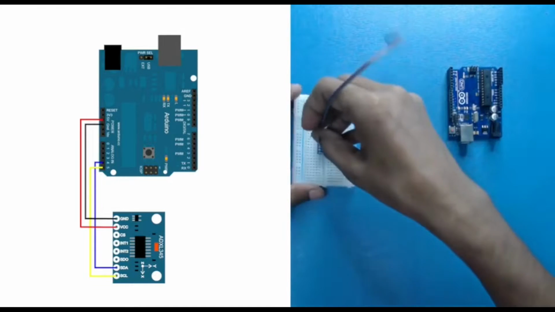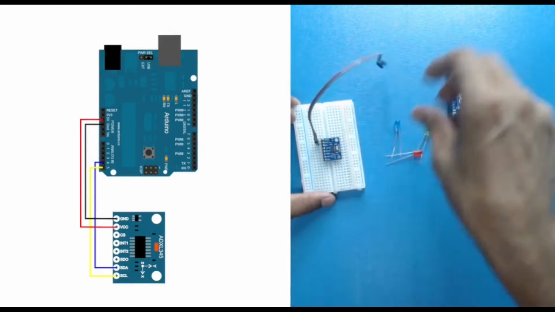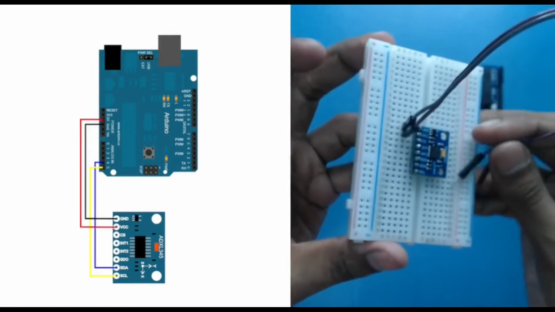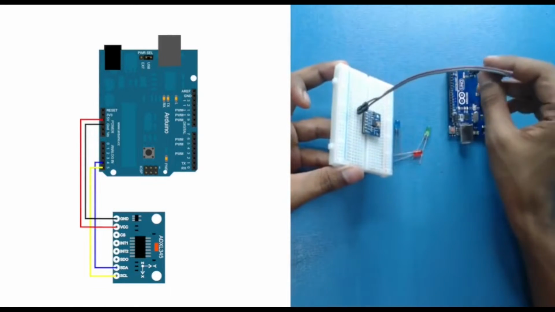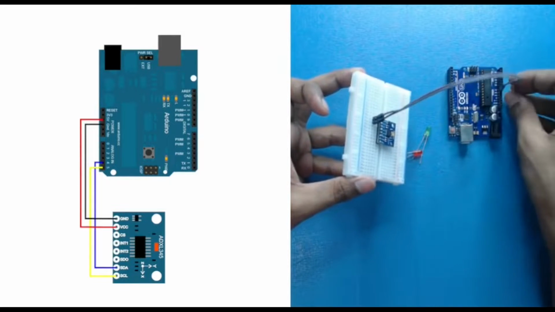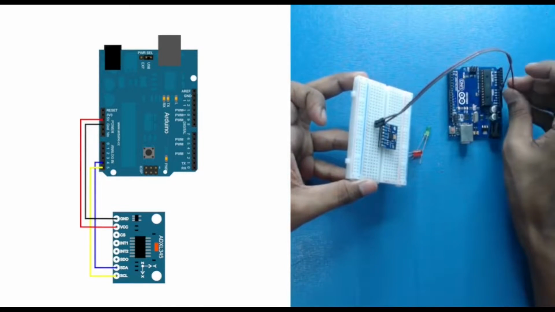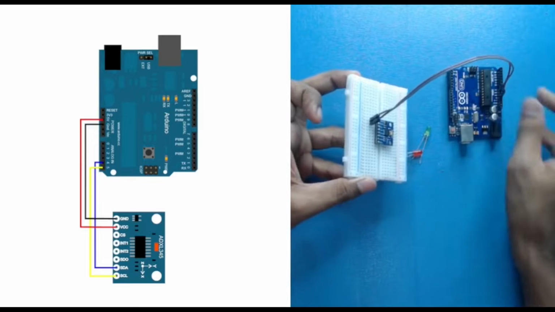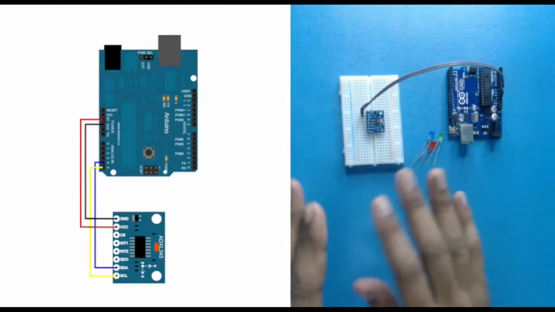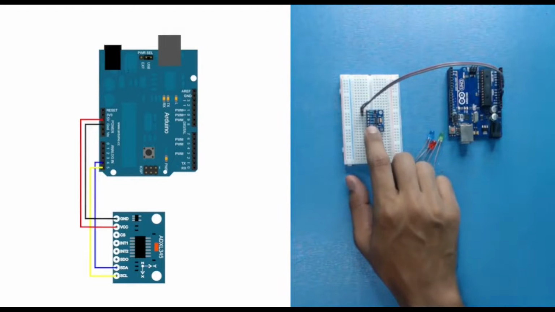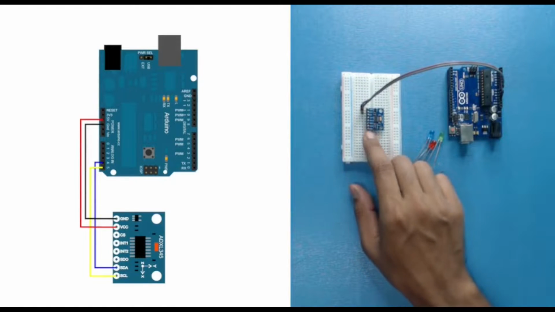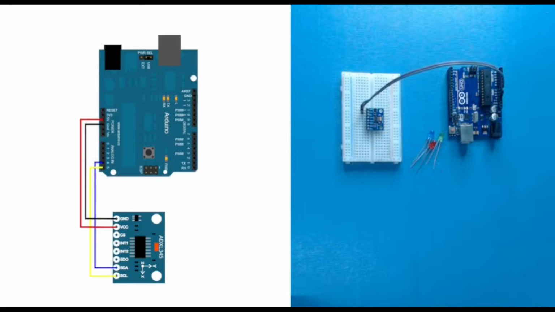So I am using two jumper wires, male to male, and connect the ground pin with the ground of my Arduino and your VCC with 5 volt. Okay. So these are the two connections for powering it up. After that, we have to use two more pins, that is your SDA and SCL. So it is your I2C connection. So let me use again two jumper wires.